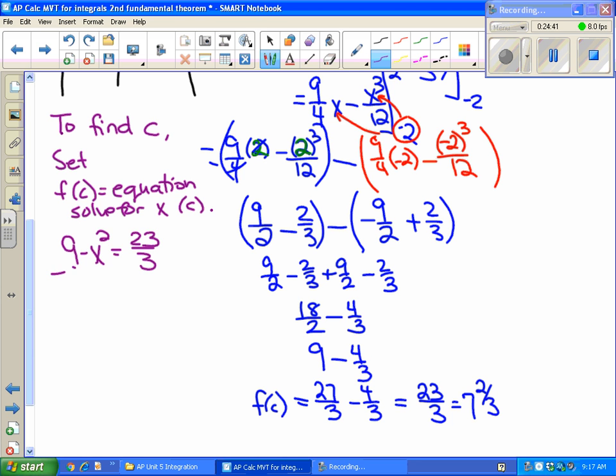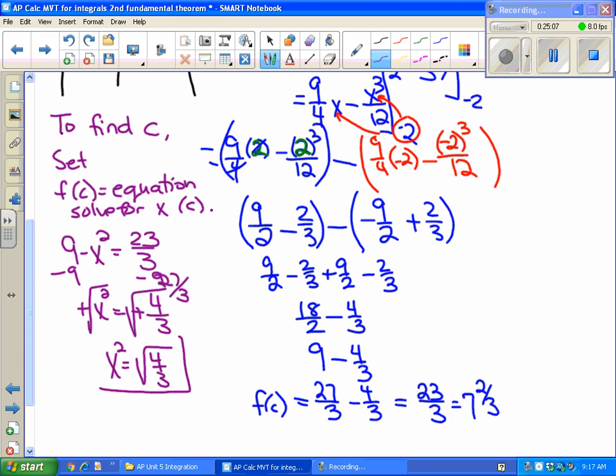So if I subtract 9 from both sides, negative x squared, and I believe I can represent that as negative 27 over 3. So what do I get when I subtract? Negative 4 over 3. Okay. The negatives are going to cancel. The last thing I need to do is take the square root of both sides. So x is equal to the square root of 4/3. Technically, I don't even have to simplify it any farther. That's my answer.